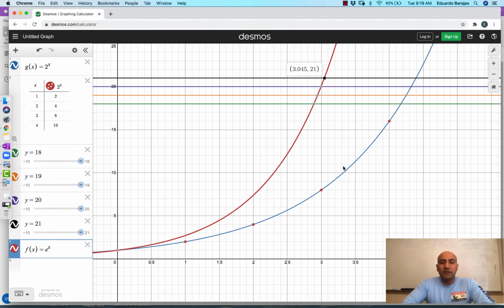So there it is. Come to think of it, maybe this would be a better name for a bar. Base e is more popular. So this is saying that e to the power of 3.045 is equal to 21.